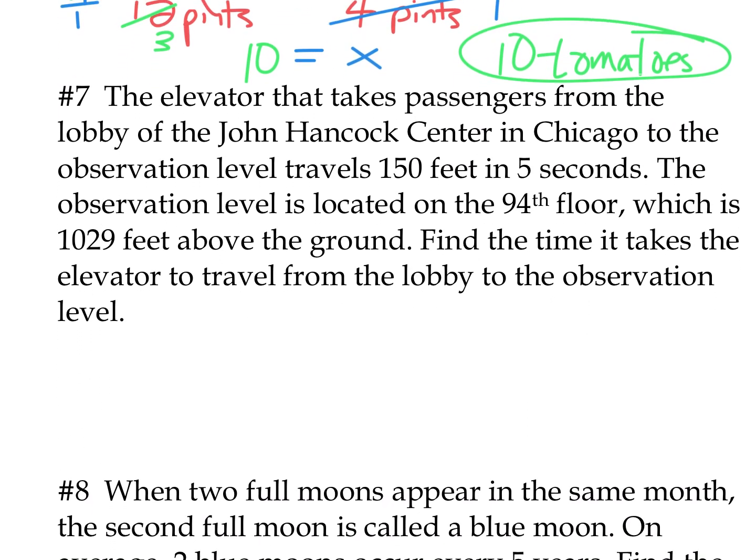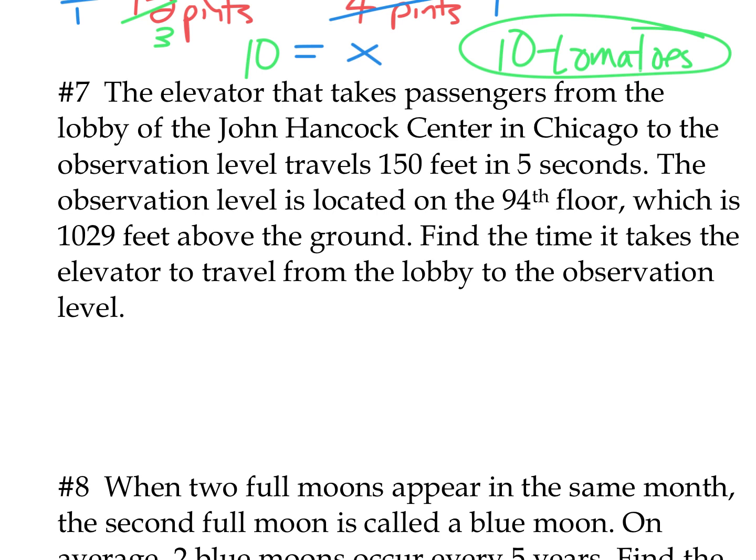In number 7 here, we have an elevator taking the passengers from the lobby of the John Hancock Center in Chicago all the way to the observation level. It travels 150 feet every 5 seconds. So we want to figure out how long is it going to take to get to the observation level that's on the 94th floor, which is over 1,000 feet above the ground. So in order to solve this, we're going to take our ratio 150 feet in 5 seconds. So we have 150 feet in 5 seconds. And that's going to be equal to, again, now we need to have feet over seconds. Make sure we're consistent there.